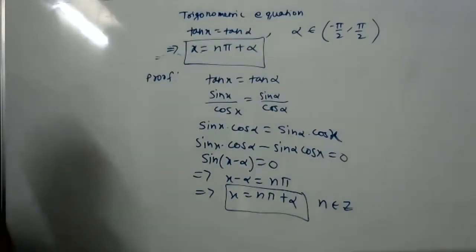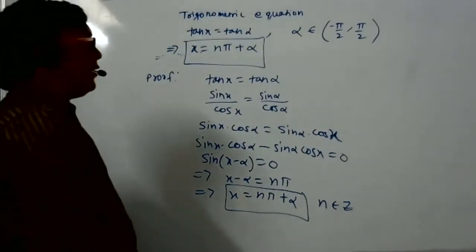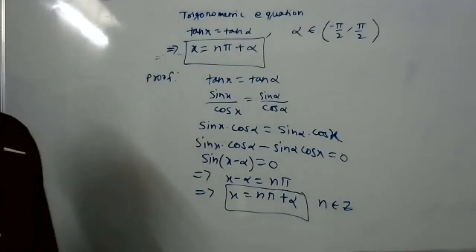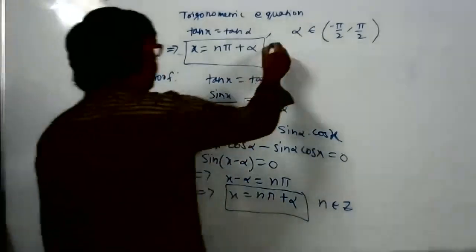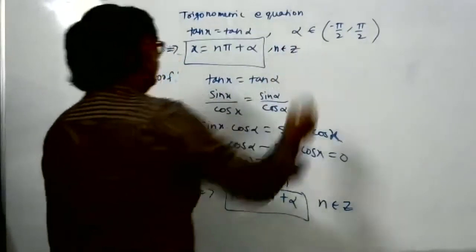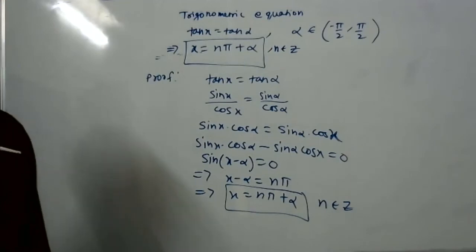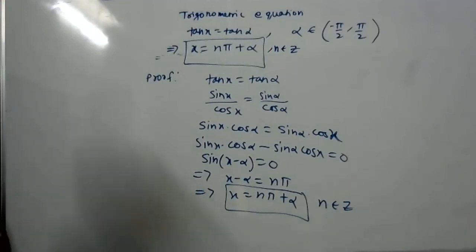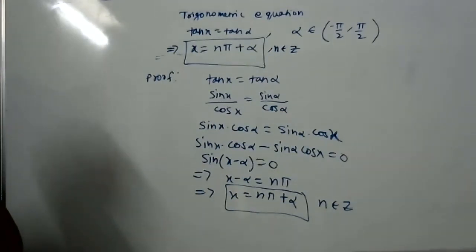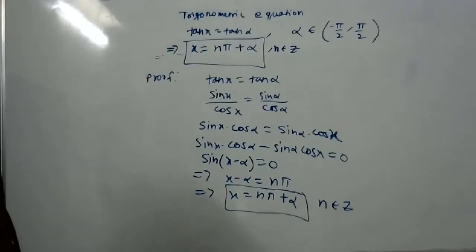Formulas at least you have to memorize. tan x is equal to tan alpha. What is the answer? X is equal to n pi plus alpha, n belongs to integer. Alpha you have to keep in mind that it varies from minus pi by 2 to pi by 2. These are called principal values, not solutions. Be a little fast, students.